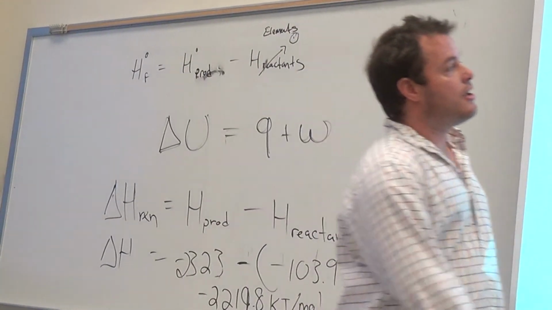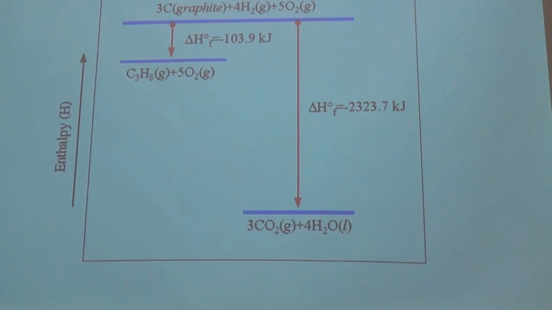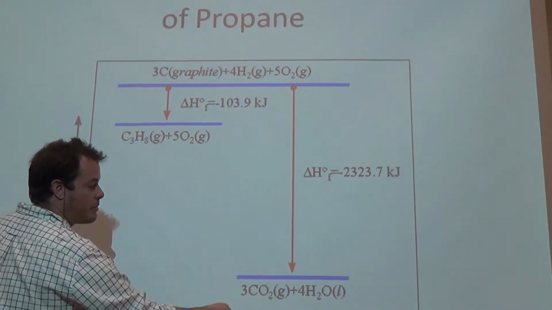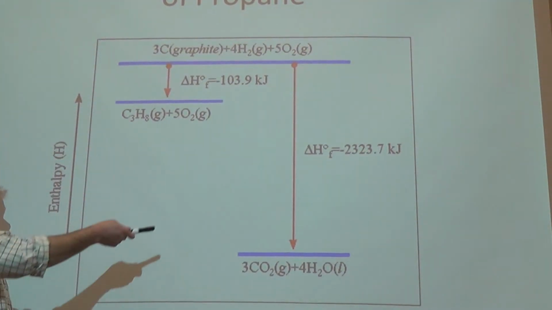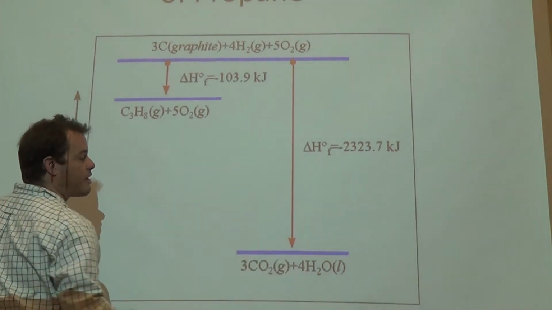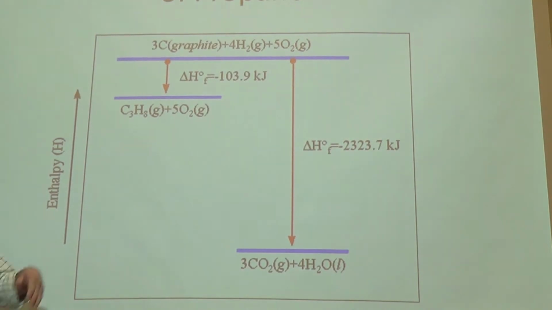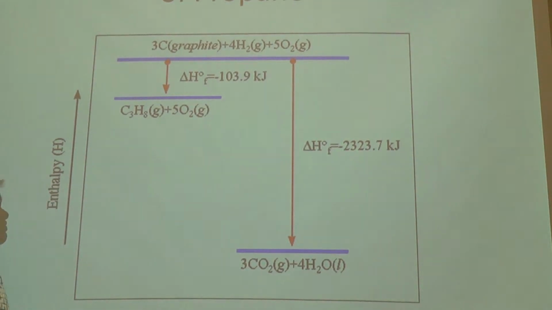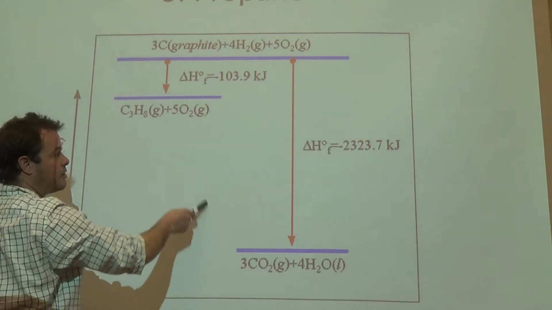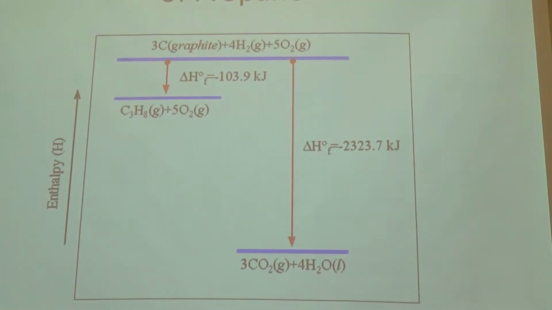So we've defined that if we form propane and oxygen from its elements, we're releasing 103.9 kilojoules. If we form 3 carbon dioxide and 4 water from their elements, we're releasing 2,323.7 kilojoules. Therefore, if we form 3 carbon dioxide and 4 water from propane and 5 oxygen, the change in the enthalpy between those is going to be the difference in the enthalpies of those relative to their elemental precursors.